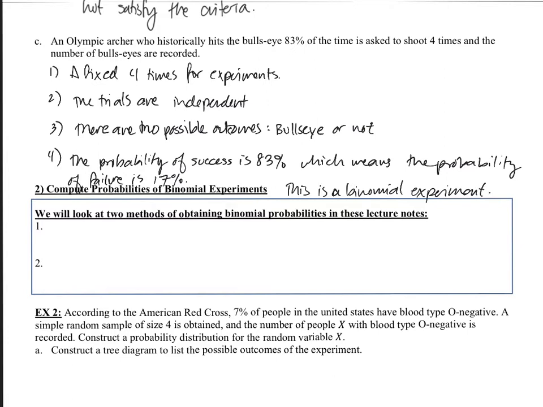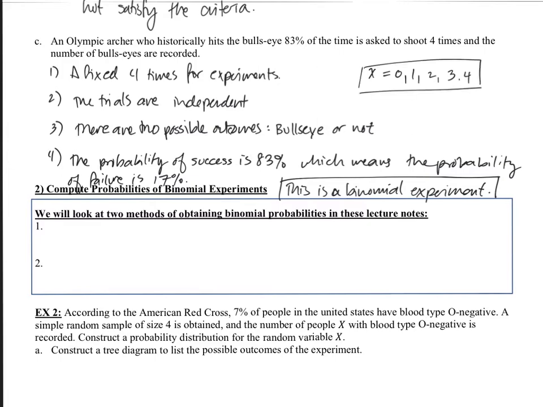Sort of running out of room here. The last thing we need to do is to write out our x values. So our x values are going to be either there's 0 bullseyes, 1, 2, 3, or 4 bullseyes. And there we go. The work was really cluttered, so I went ahead and boxed my work.